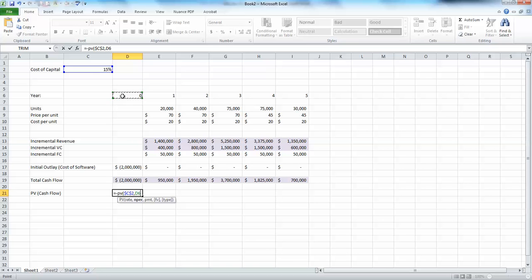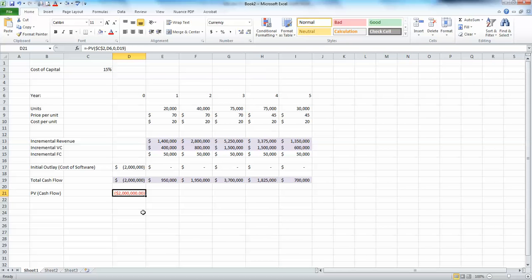The time, I'm going to click 0. Because it's time zero for that first initial outlay. Your payment is zero, so comma zero, comma, your future value is that total cash flow. And you widen the column, and get rid of the decimals, and then you can drag that across.